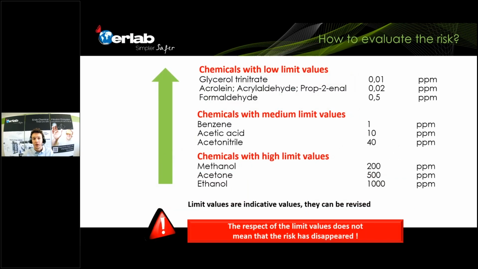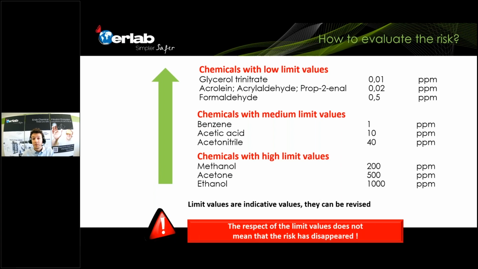And here you have an example of a few products. We have 6 products, some with high limit values and some with low limit values. It's important when you do a risk assessment in the lab to have a look at those. When you have a product such as formaldehyde with a very low exposure limit value, the product is very dangerous.